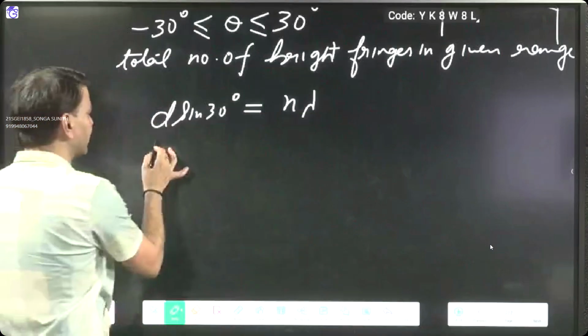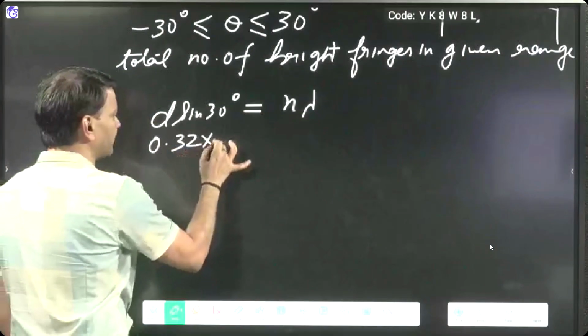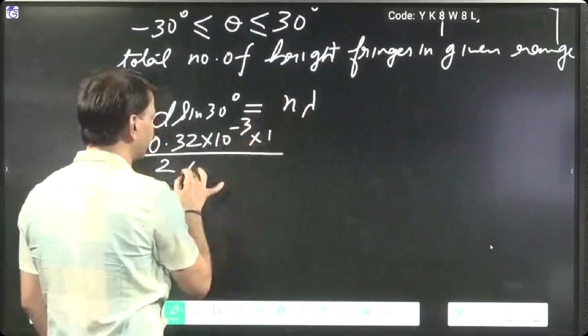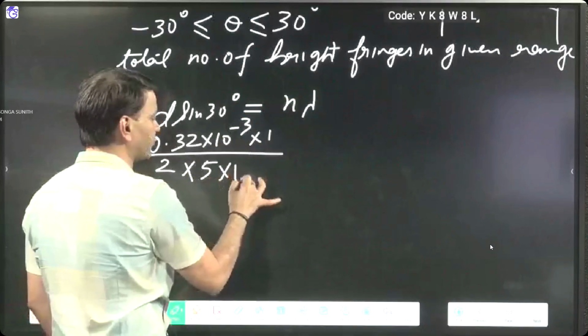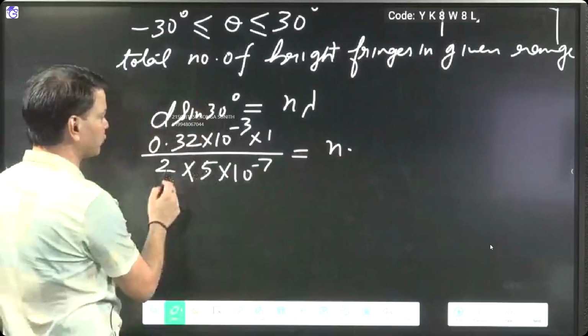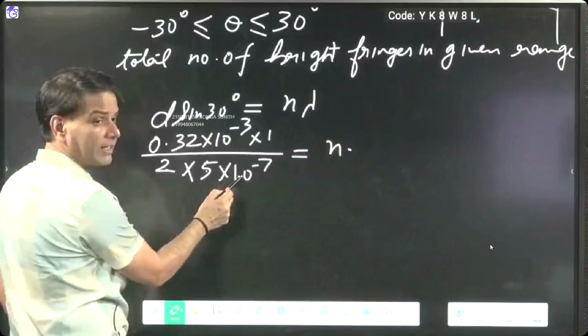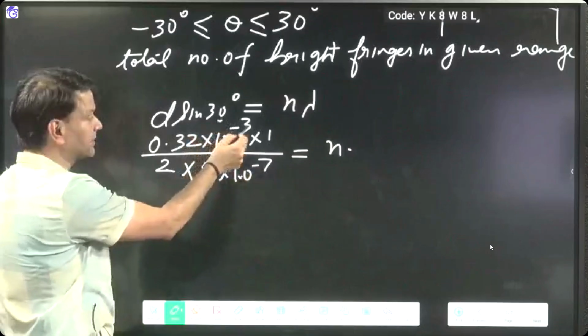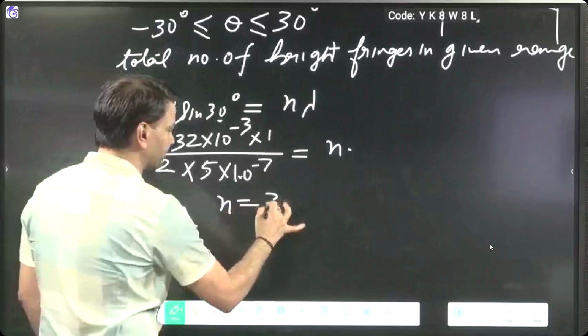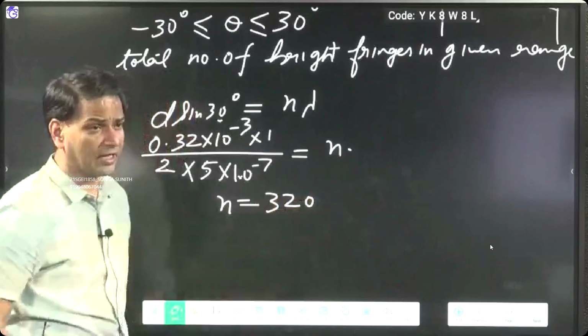d they gave is 0.32 millimeter, which means 10 to the power minus 3. Sin 30 means 1 by 2. Lambda, 500 nanometer, means 5 into 10 to the power minus 7. That is equal to n. Now 5 into 10 becomes 10 to the power minus 6, which goes up plus 6 minus 3, 3. Then what did you get? n is equal to 320. Okay, the n value I got is 320.